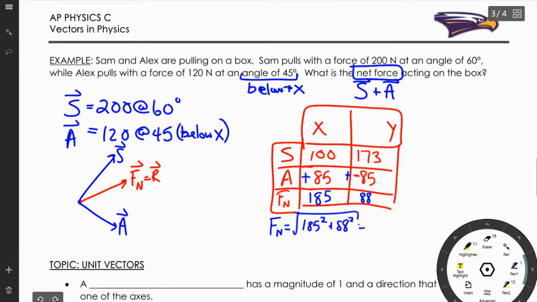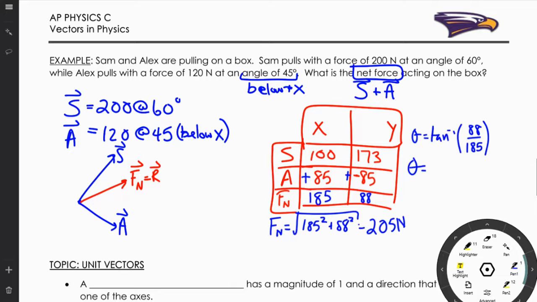Now, does it make sense that it's more towards Sam's side? Yeah, he's pulling with more force and a bigger angle. So 185 squared plus 88 squared gives us a magnitude of 205 newtons. And now we find the angle. We're going to do the inverse tangent of y over x, so 88 over 185. The inverse tangent of 88 divided by 185 is going to be 25 degrees.